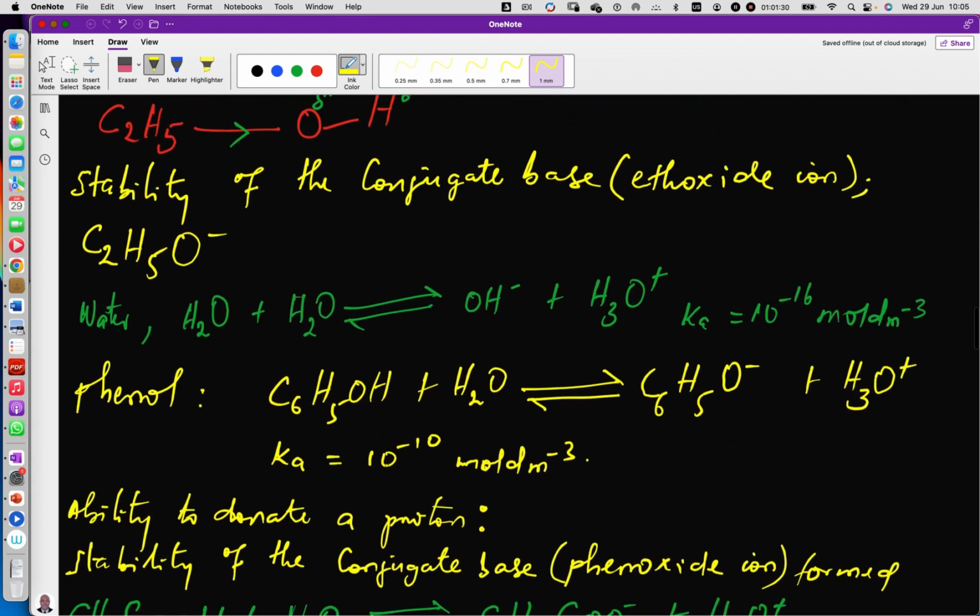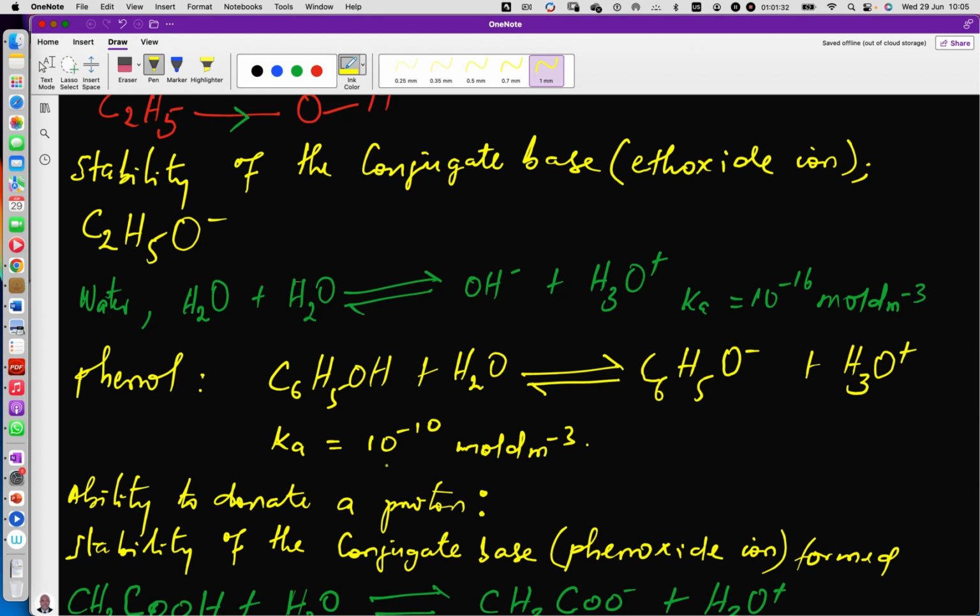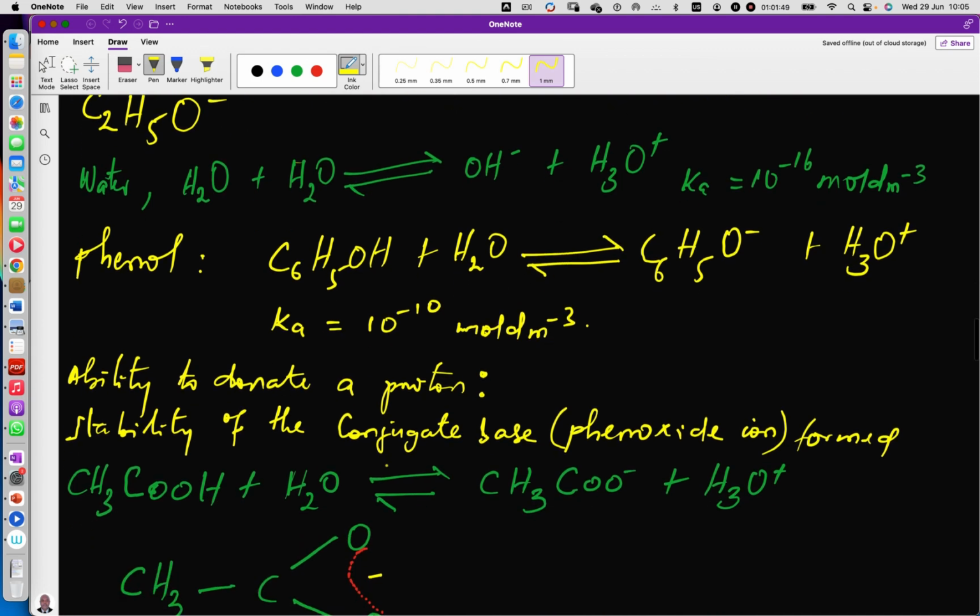We went further to water, and we said that water has no electron donating group and no electron withdrawing group. So the ability to accept a proton, the ability to lose a proton, is the same. In that case, there is no influence on it.